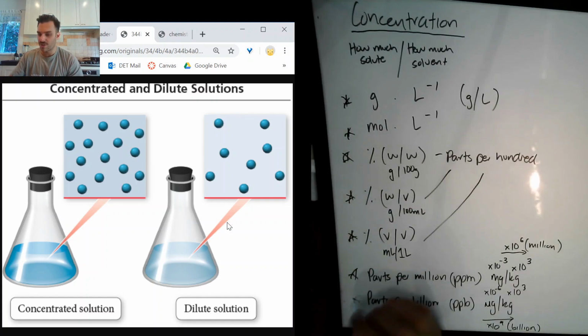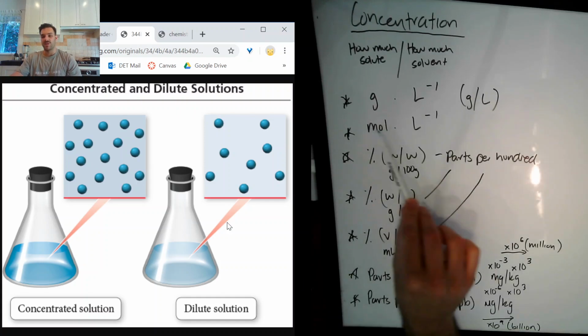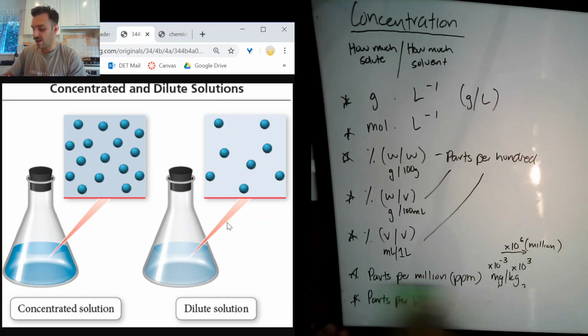The one that's going to be most important to us in chemistry is moles per liter, because remember that we're usually counting molecules or atoms or reagents and products in moles. We're not usually counting them in grams, but we need to be able to convert between these. So we're going to have a look at some examples of some of these calculations now.